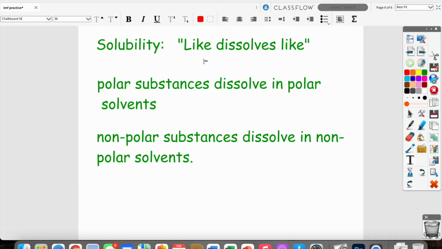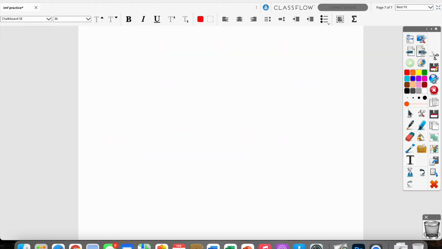And the rule we went over was "like dissolves like," which essentially just means that polar substances dissolve in polar solvents, nonpolar substances dissolve in nonpolar solvents. But the question is why, right? Why does that work? And you need to realize that when something dissolves, three things have to happen, okay?